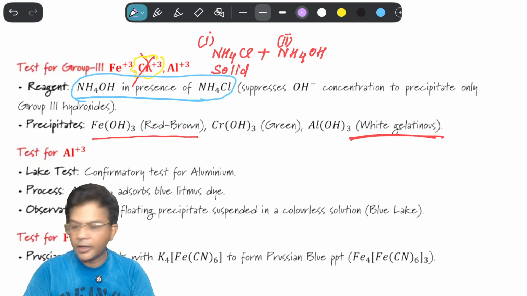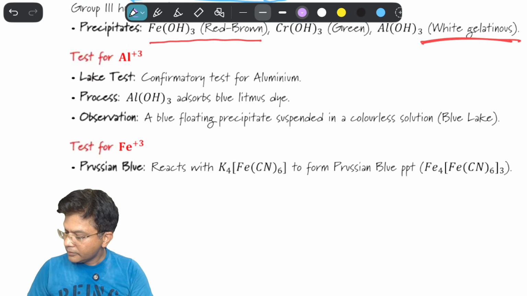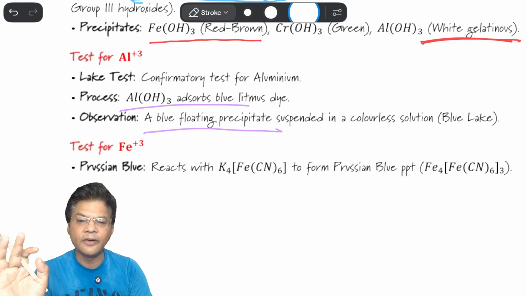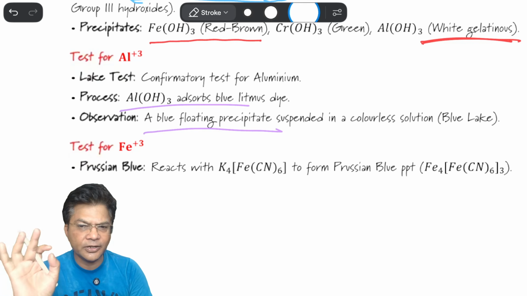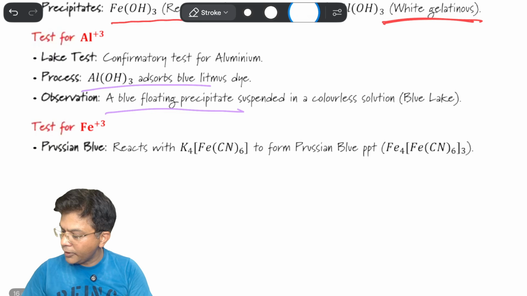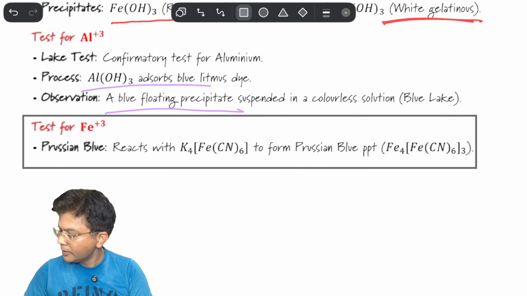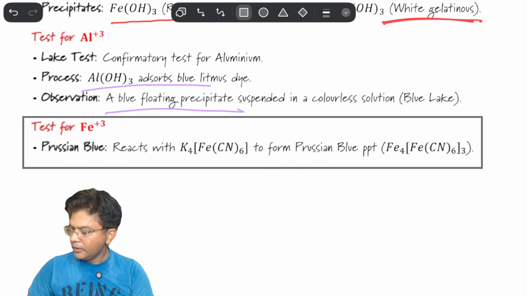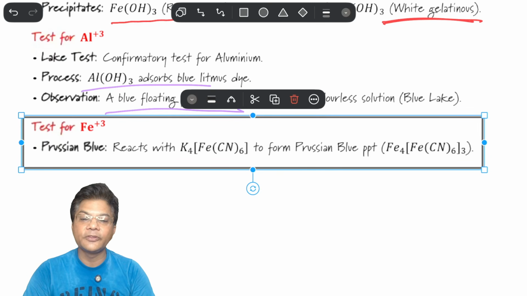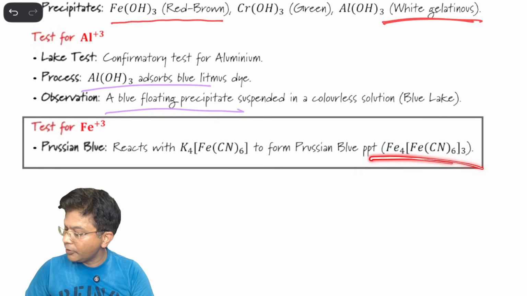Now let's do the confirmatory test. Simply, these are the confirmatory tests, not very important, only the gelatinous white color is important, as I have told you. Now, the very important reaction we know very well, and you should know it very well, is Prussian blue. If you add K4Fe(CN)6, it will form Fe4[Fe(CN)6]3, Prussian blue. So remember this color, Prussian blue of ferrocyanide.